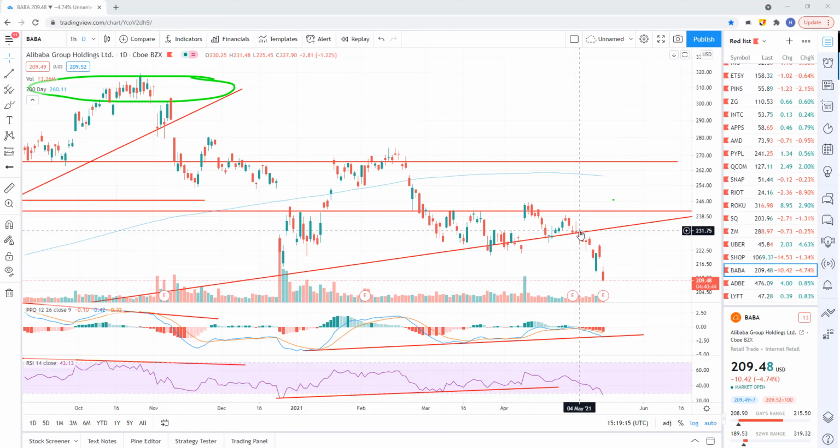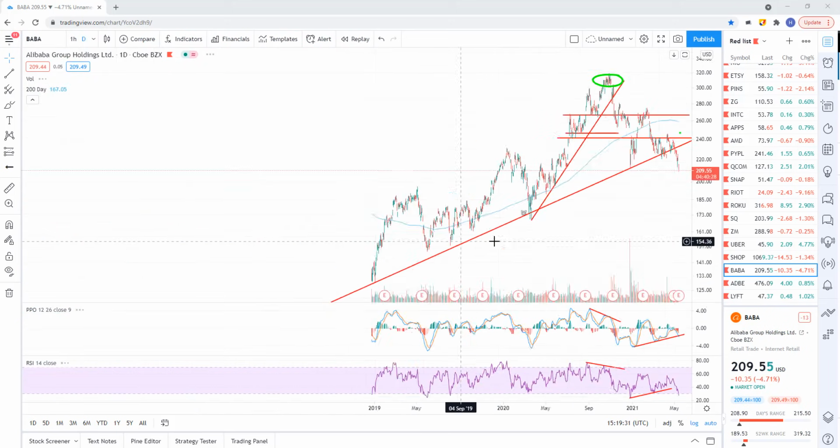When tech started to break, I told everyone I was bailing from that BABA long because it just didn't look good. And I didn't want to be long a tech stock when the other tech stocks were breaking down. So I bailed, and so far that's been the right play. You can see BABA's just been selling off.